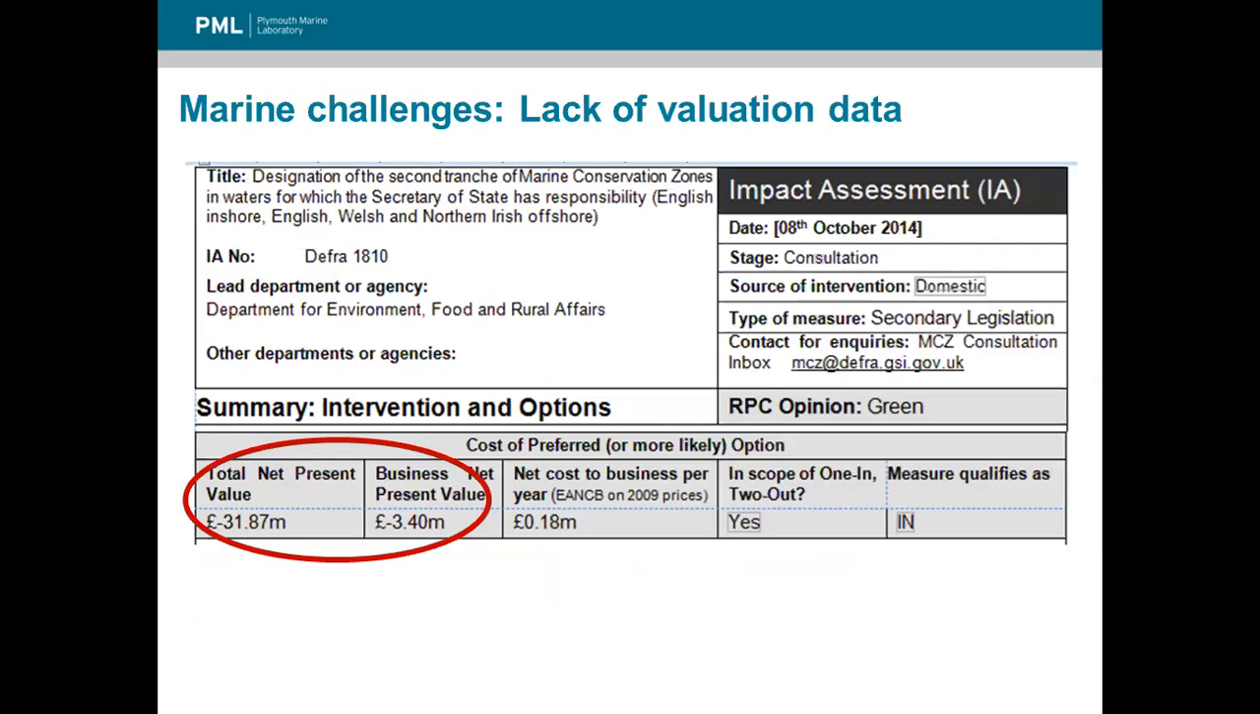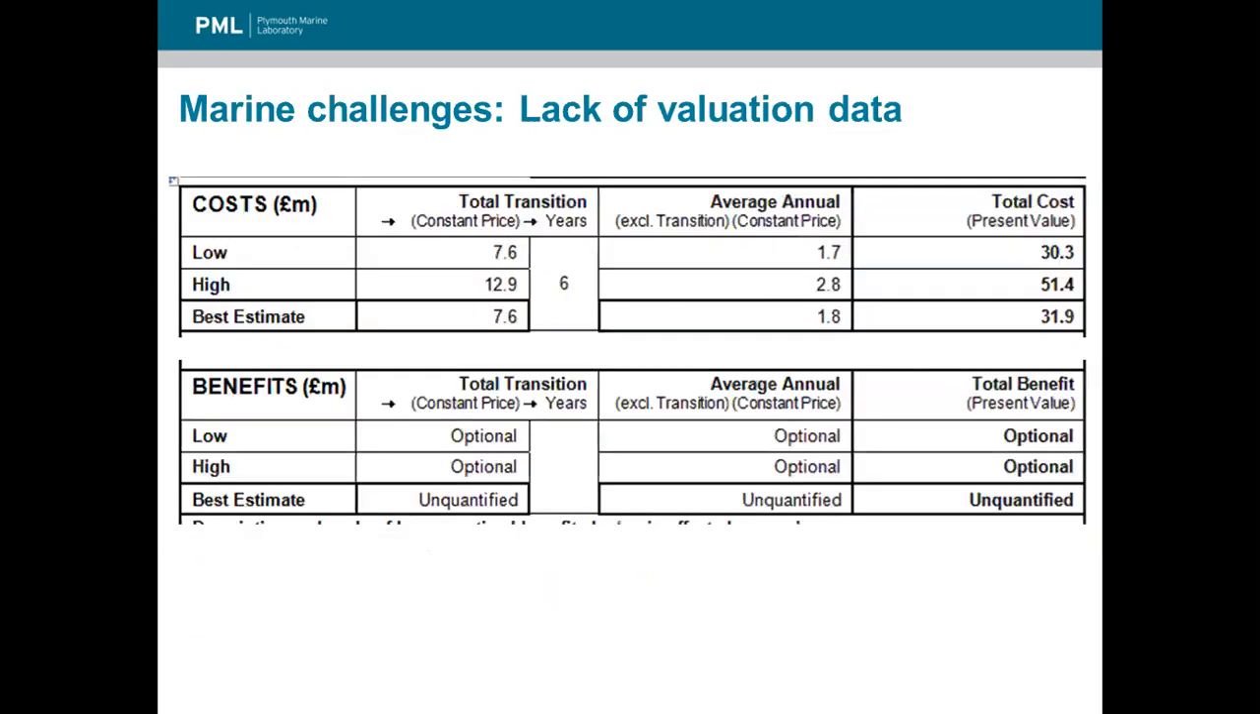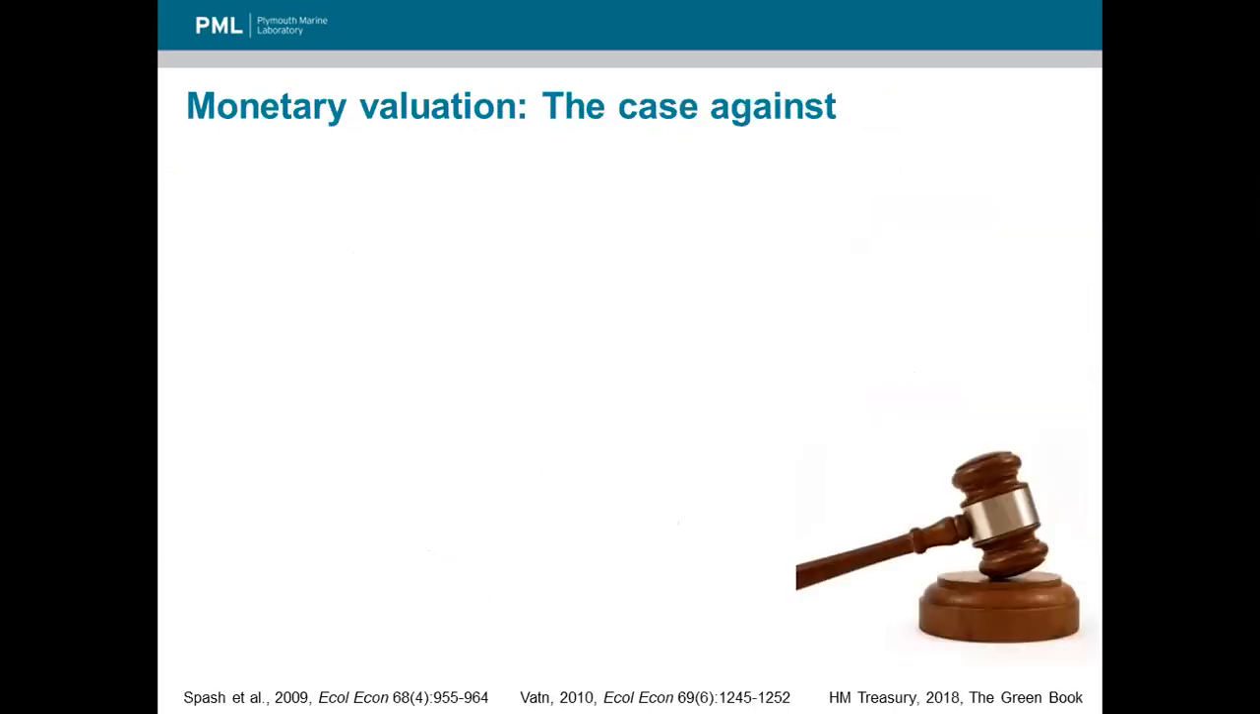There are, as is so often the case, particular challenges in the marine environment, and one of these is a lack of valuation data. This example is the impact assessment for the second tranche of marine conservation zones. If you just look at the headline figures, that suggests that there's a negative cost to establishing MCZs. But the reason that headline figure comes out as negative is because while it's quite easy to put a monetary value on the costs, it's much harder to put a monetary value on the benefits. So that wasn't done, and hence you come out with a negative figure, even though there are lots of positive benefits to be had from the creation of marine protected areas.